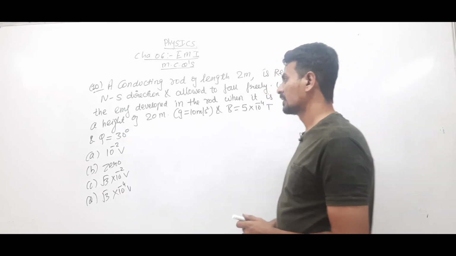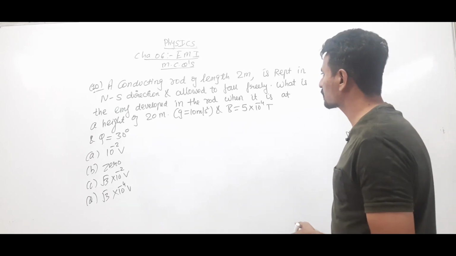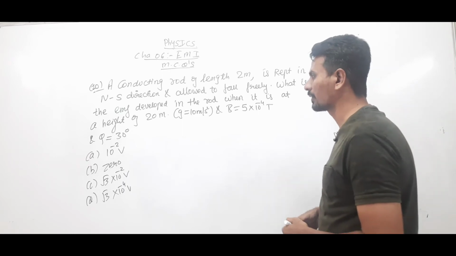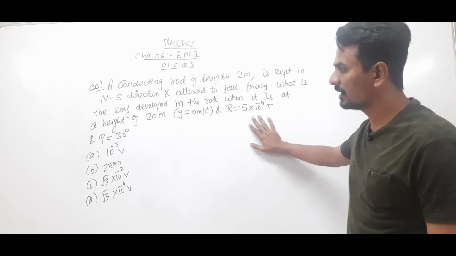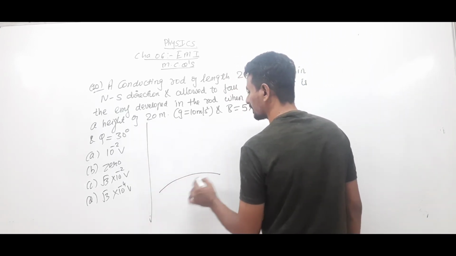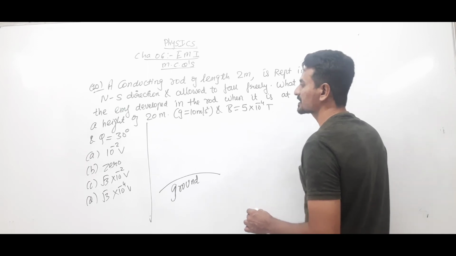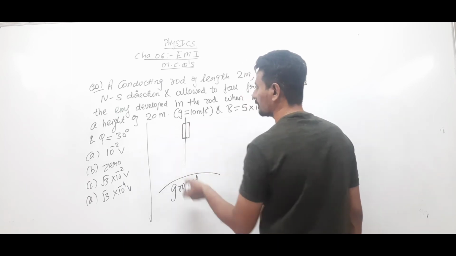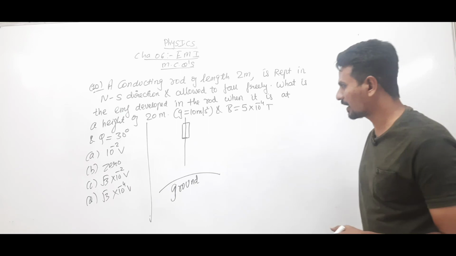Okay, 10th one. A conducting rod of length 2 meter is kept in north-south direction and is allowed to fall freely. What is the EMF developed in the rod when it is at a height of 20 meter from the ground? Take g as 10. The Earth's magnetic field is 5 × 10 raised to minus 4 Tesla and the dip angle is 30 degrees. So this is the ground, and the rod of length 2 meter is kept in north-south direction. It is allowed to fall freely.